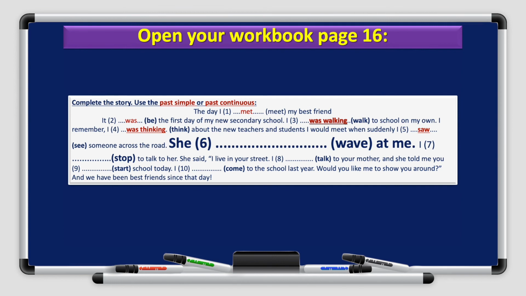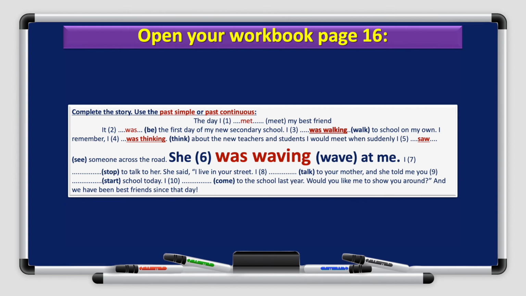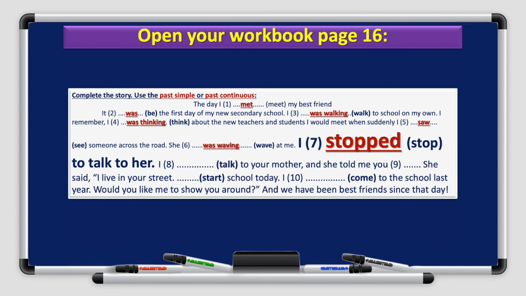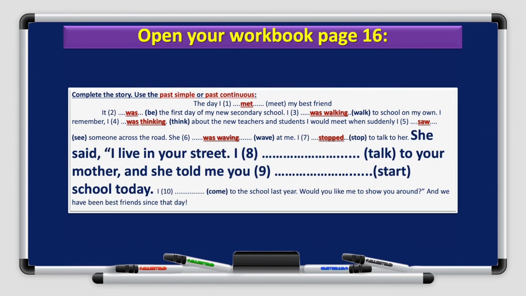She waved at me. What was she doing? She was waving at me. I stopped to talk to her. So I stopped. Excellent. She said, I live in your street. I talked to your mother and she told me you start school today. Let's correct the verbs here.